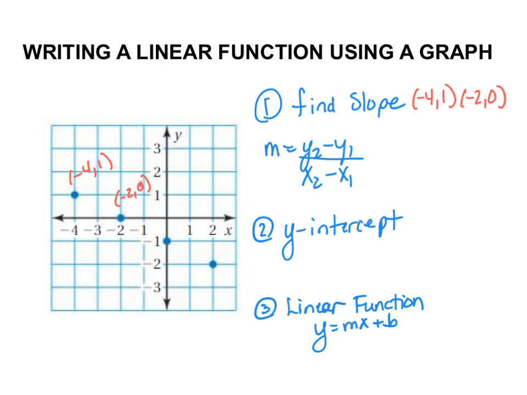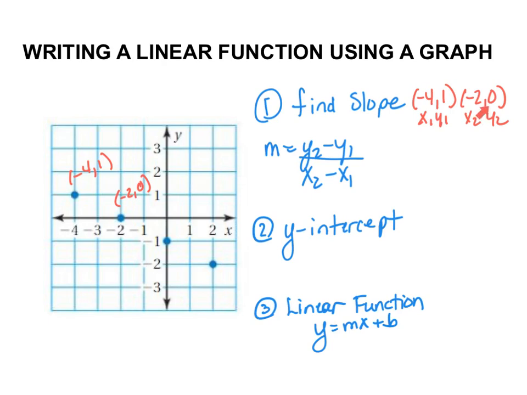All right, let's look at another example of writing a linear function from a graph. The first thing I'm going to do is find my slope. I've already picked out 2 points from my graph, (-4, 1) and (-2, 0). I'm going to use the slope formula, y2 minus y1 over x2 minus x1. First I label my points x1, y1, x2, y2, then substitute in the values for my y's and my x's.